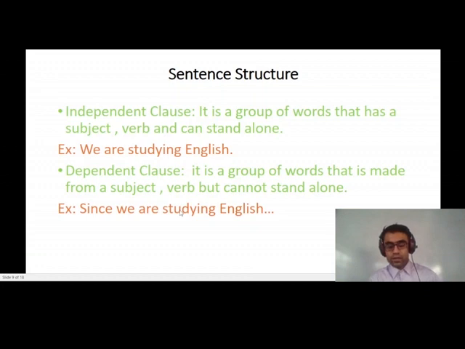Dependent clause. It's a group of words that is made from a subject, a verb, but cannot stand alone. This is the opposite of independent clause. It cannot stand alone. It needs to be attached to any other independent clause.